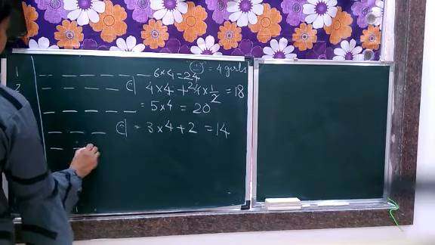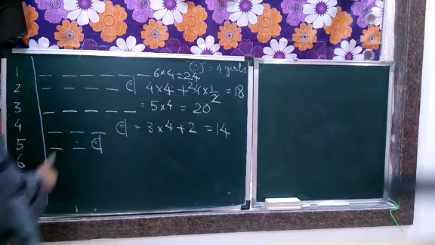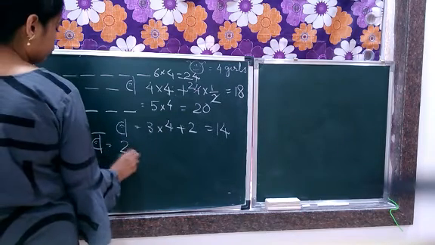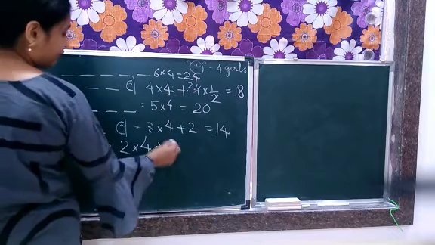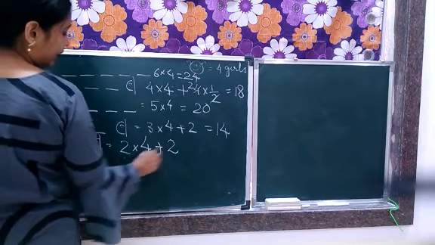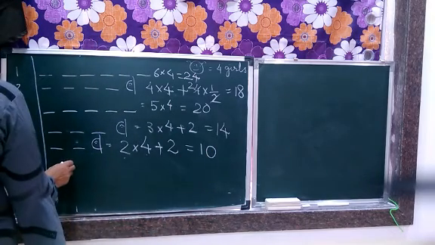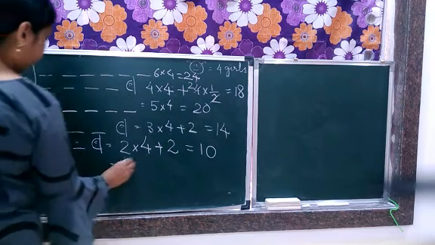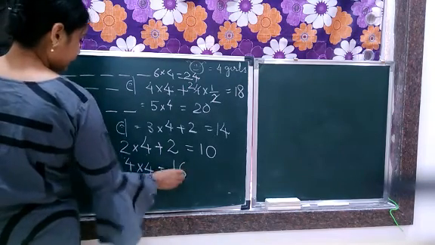Then going to class 5. Class 5 has 2 diagrams, and the third diagram is half, children. So 2 into 4 plus half. Half means 2. So 2 fours are 8 plus 2 gives us 10. Then going to class 6. Class 6 has 1, 2, 3, 4. Total 4. So 4 into 4, which gives us 16.